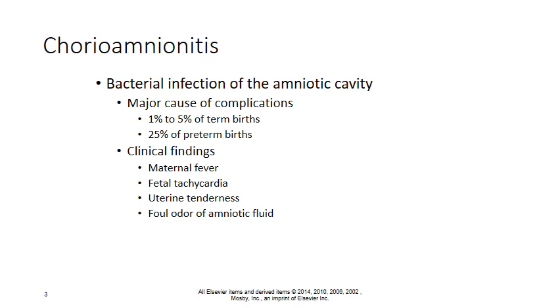So we talked about infection. One of the most common infections is chorioamnionitis, and it's an infection of the amniotic cavity and can cause premature rupture of membranes. It's the cause of about 25% of all preterm births, and some of the clinical findings are maternal fever, fetal tachycardia, uterine tenderness, and a foul-smelling fluid.